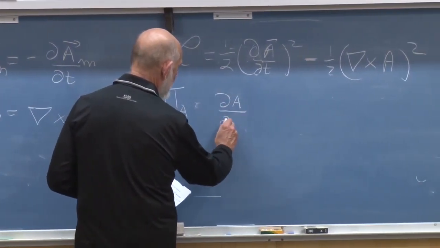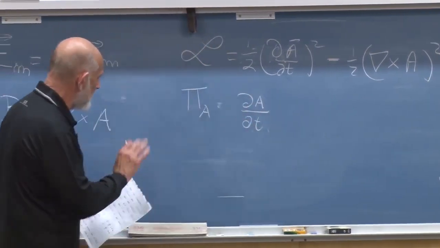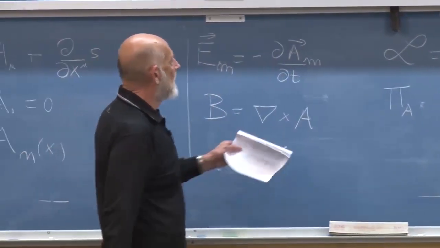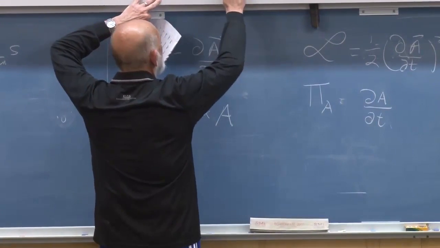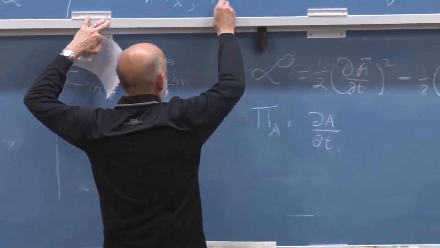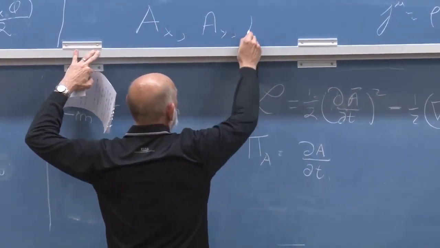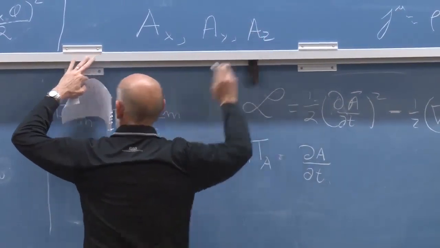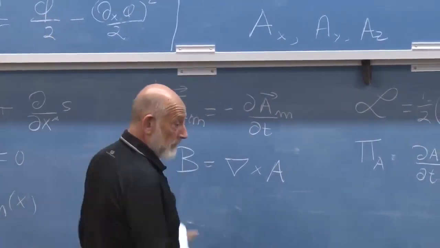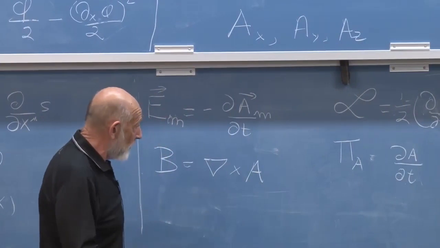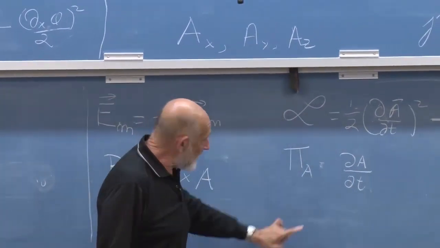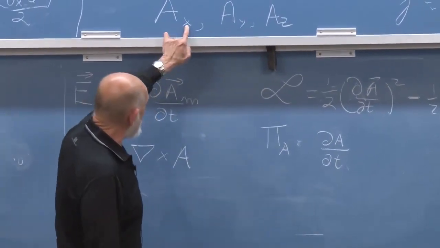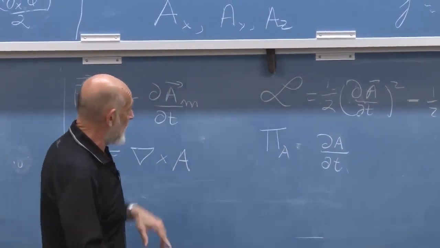Let me be a little clearer about this. All right. There are 3 components, AX, AY, and AZ. These 3 components can be thought of as 3 fields. Each one is a degree of freedom of its own. Each one of them has a canonical momentum. That means the canonical momentum also has an index, x, y, and z.